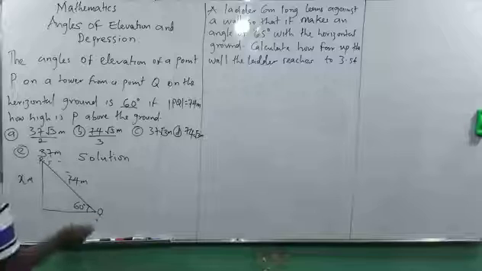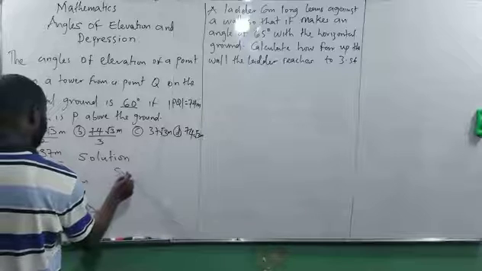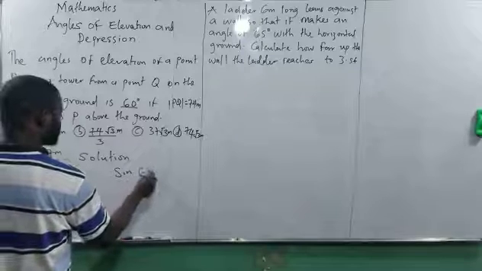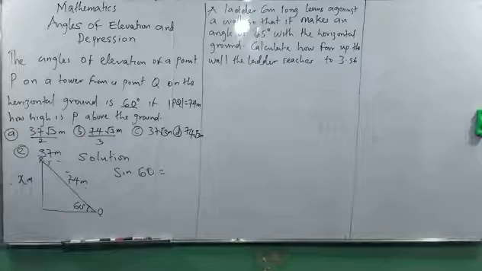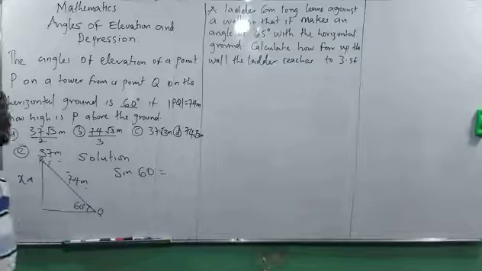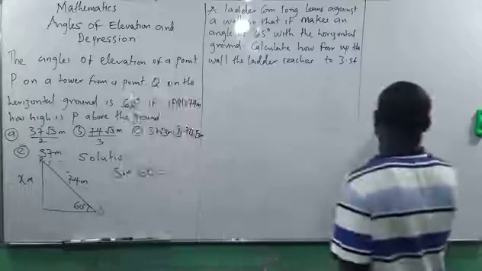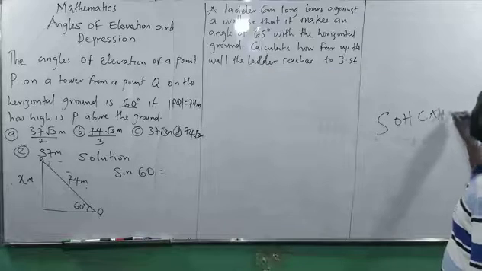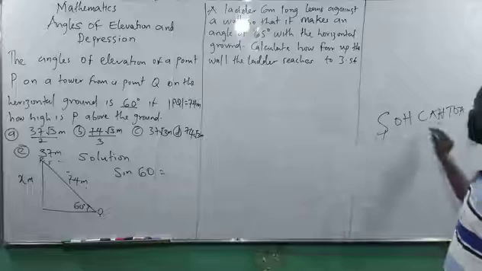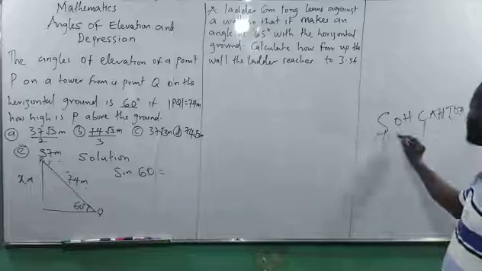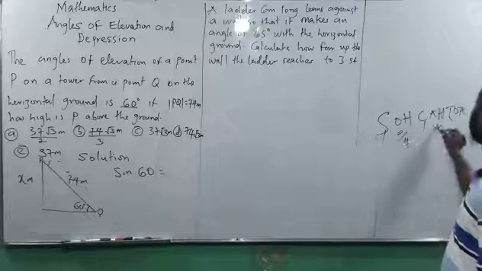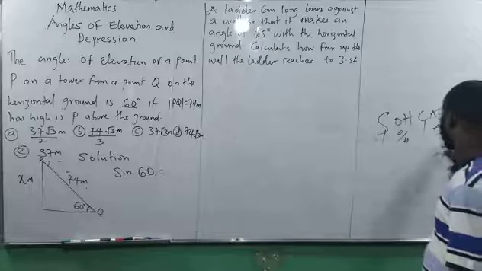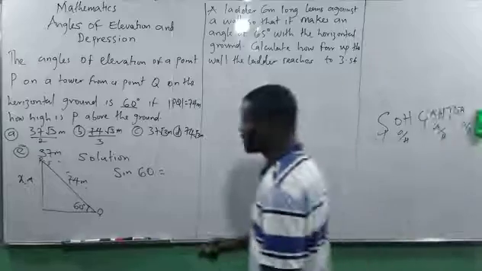Now, at this junction, I will go for sine, because opposite over hypotenuse is sine 60. I've explained the ratios, SOH CAH TOA. That is sine, cos, and tan. This is O over H, A over H, and O over A.